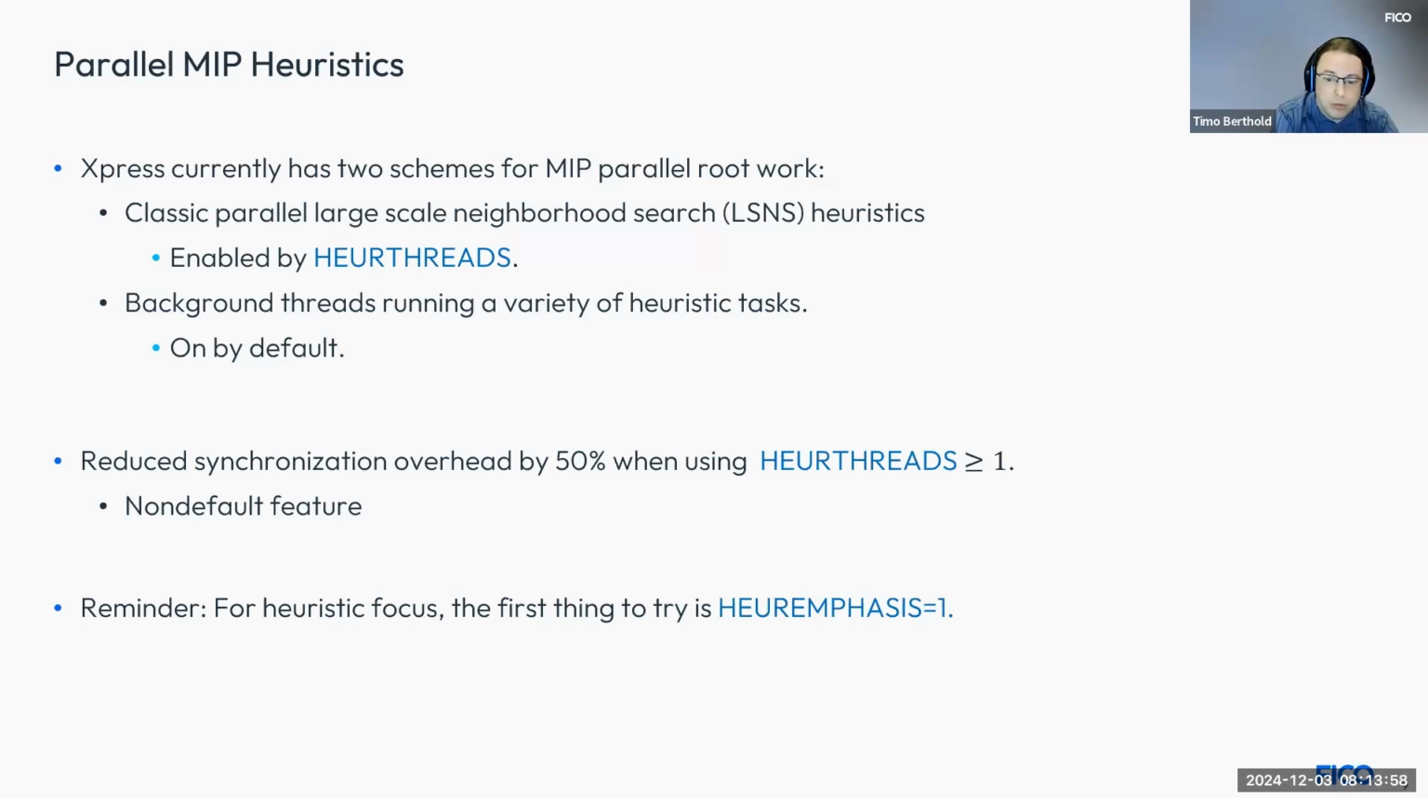Anyhow, using parallel foreground heuristic continues to be a non-default feature, but users who already were using it might expect some performance improvements, and for others with some heavy heuristic focus on their problems, this maybe becomes a viable option now where it hasn't been before. However, keep in mind that the first thing that we always recommend for heuristic heavy problems is trying heuristics emphasis equals 1, and after that, using non-default heuristics might be a secondary step that you might want to try.